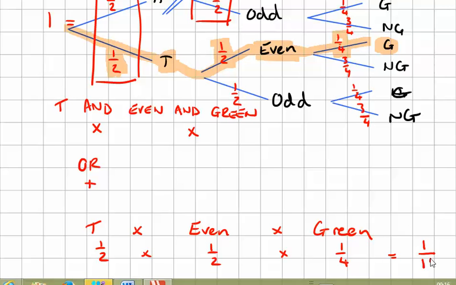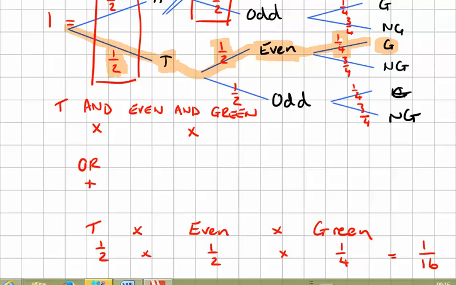1 out of 16. So that 16 should relate to how many possible outcomes there are when you consider just odd and even and green or not green.